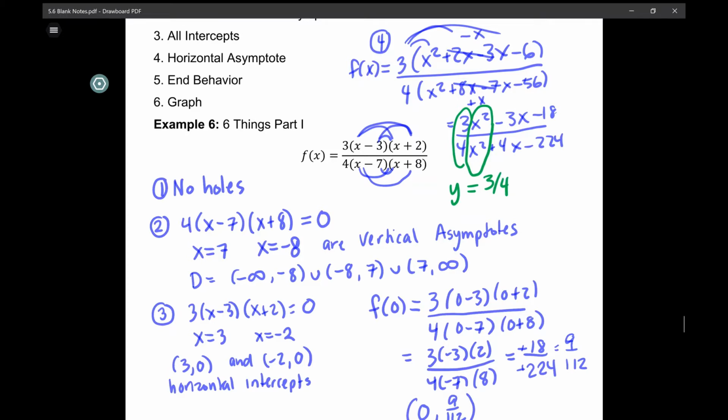So what does that mean for our end behavior? It means as x goes to infinity, the function is going to go to 3/4. And as x goes to minus infinity, the function is going to go to 3/4 for our end behavior. So both times the function is going to go to this horizontal asymptote.